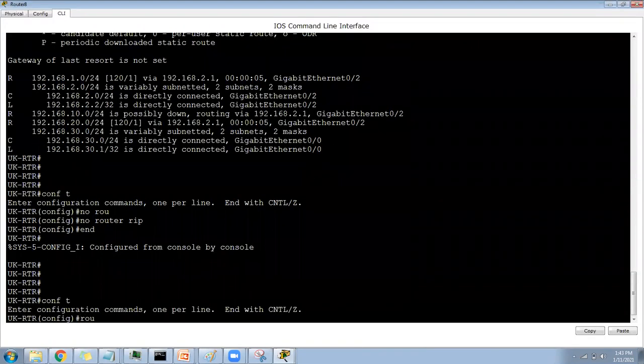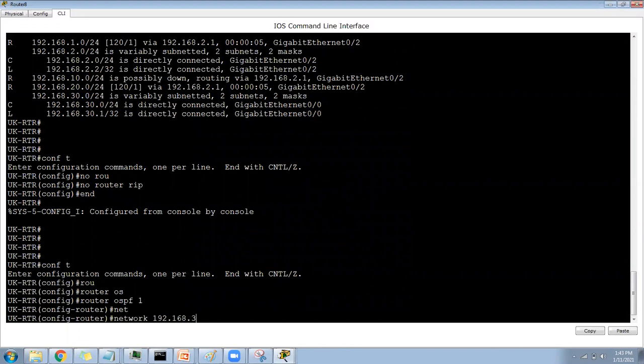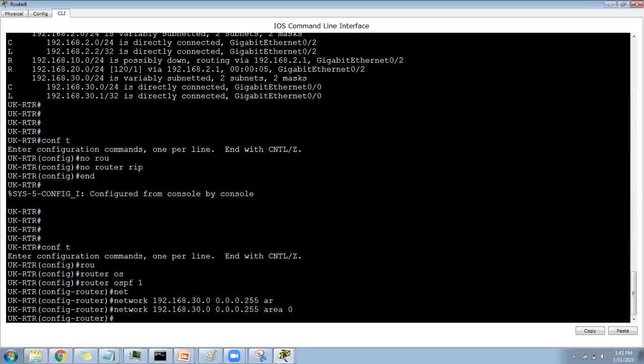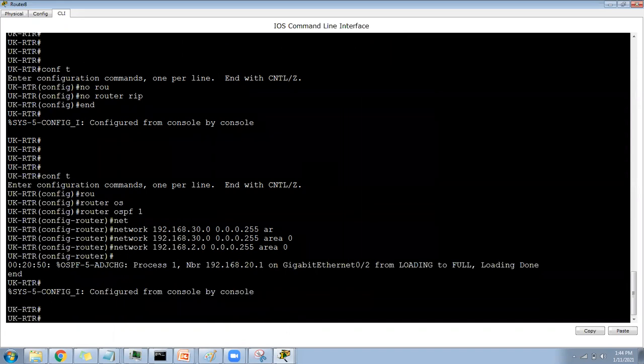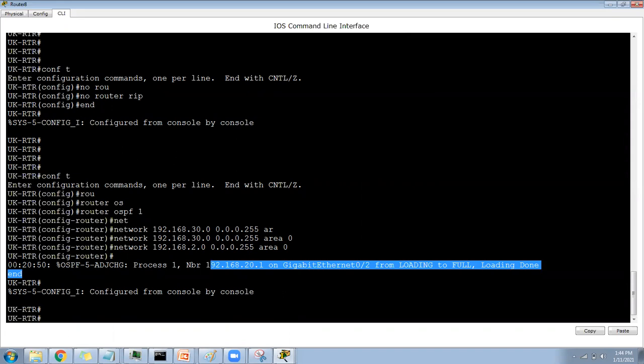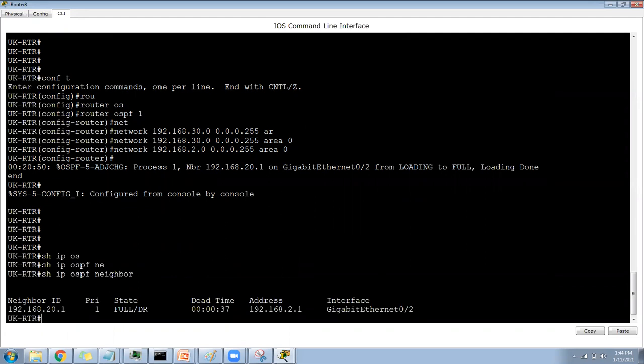So I used this one, and now let me configure OSPF here also on the UK router. Config terminal, router ospf 1, network 192.168.30.0, 0.0.0.0, sorry, 0.0.0.255, area 0. This is done. Now, what is the other WAN, 2.0? Can you see, within a few seconds you got this neighbor message. So what does it mean? Show ip ospf neighbor. Can you see it became a neighbor?